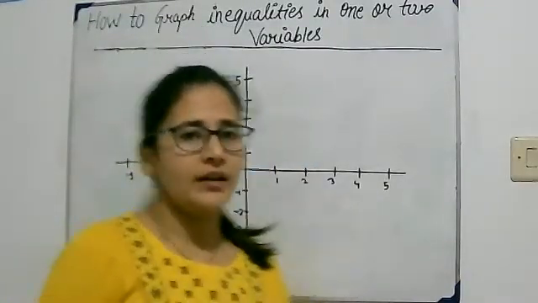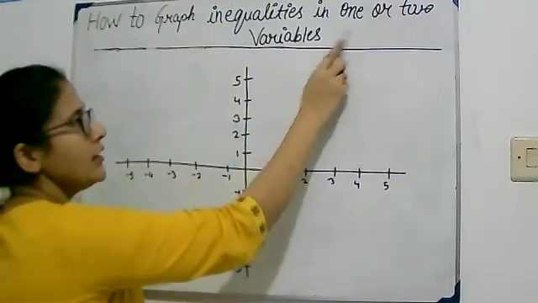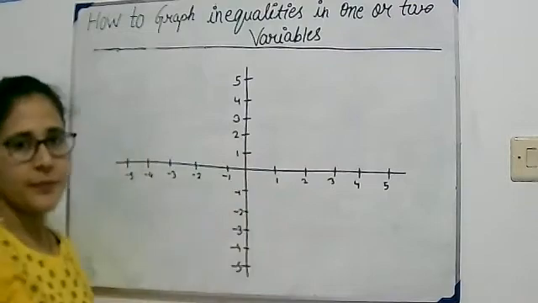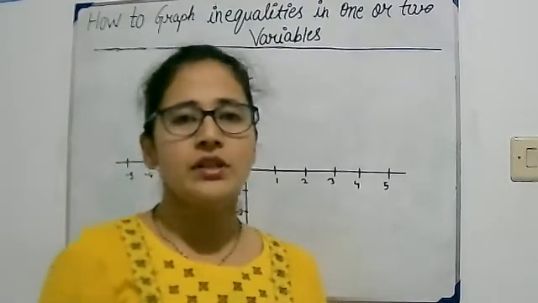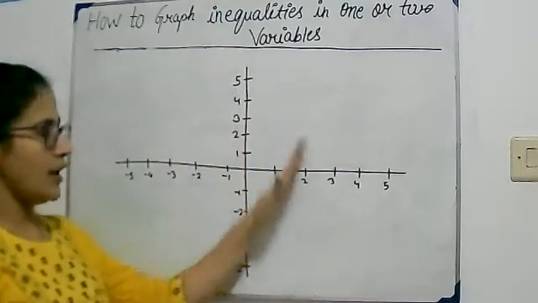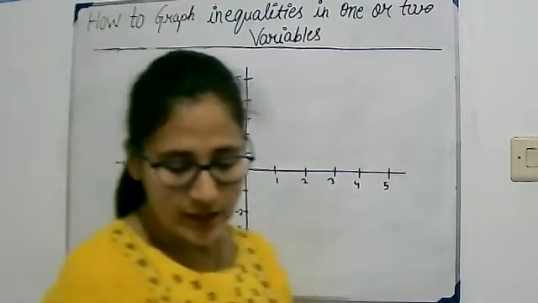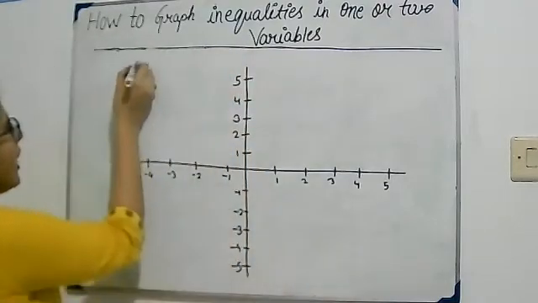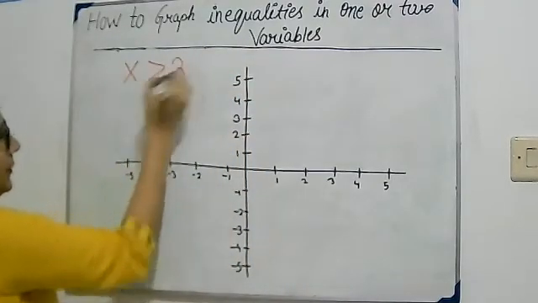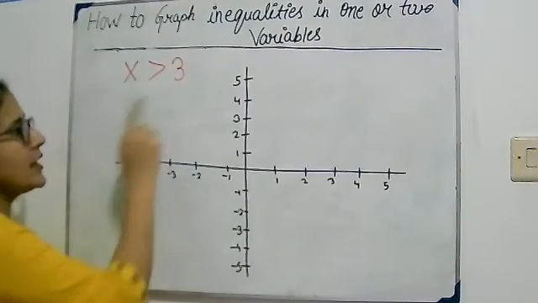Today's session is regarding how to graph inequalities in one or two variables. In this lesson, we will talk about graphing inequalities in the XY coordinate system. Let's start with the example x is greater than 3. This is an inequality where x is greater than 3.